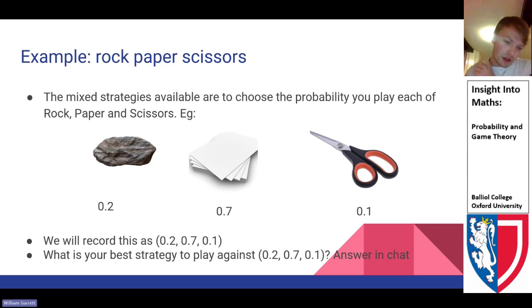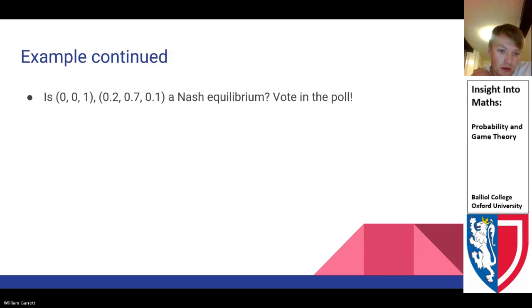Good. Okay, so our opponent probably isn't happy with this. Does everyone agree? Our opponent is going to want to change their strategy, right? They're losing because they're playing paper too much. So the question is, is this configuration of strategies a Nash equilibrium? Remember the definition we had on the previous slide. I'm not making a poll because polls were confusing. So, no. Okay, can people talk me through why it's not a Nash equilibrium?